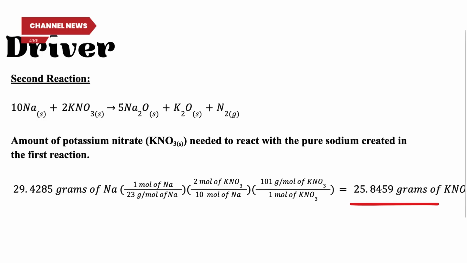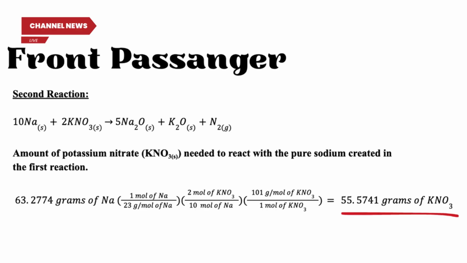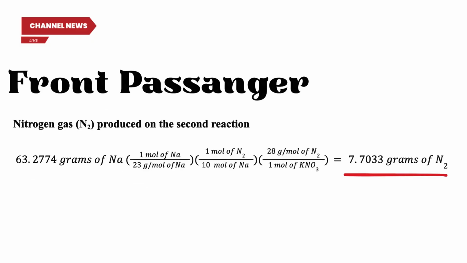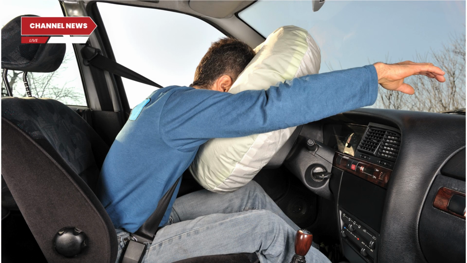We calculated the potassium nitrate needed, which was 25.9 grams for the driver's airbag and 55.6 grams for the passenger's airbag. That reaction also produces extra nitrogen, giving 3.6 grams more for the driver's airbag and 7.7 grams for the passenger's airbag. Once adding everything together, the total nitrogen inside each bag is for the driver's 57.3 grams and for the passenger 123.3 grams.